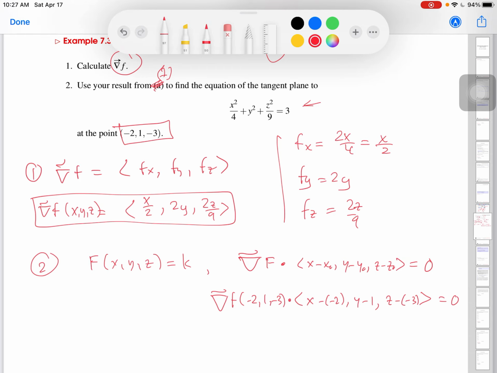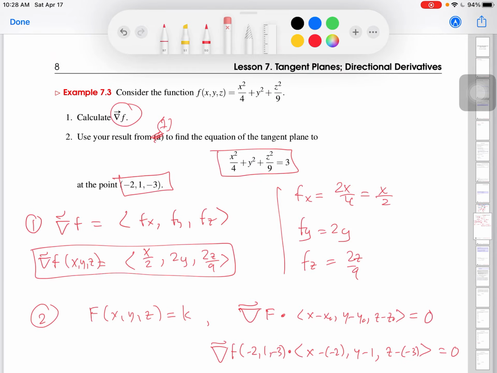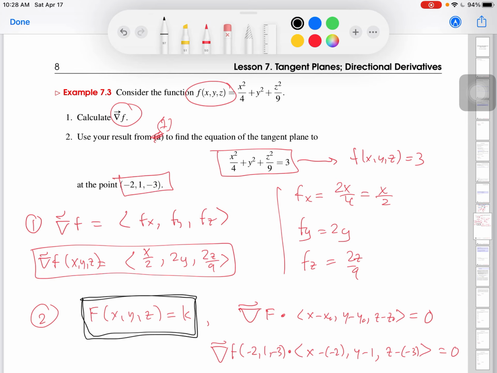So why is capital F the same as little f in this case? Well, this is the level surface that we are calculating the tangent plane to. And the left-hand side of that level surface is f of x, y, z. So I can rewrite this as f of x, y, z equals 3. So you can see that just like what we were doing in the previous lesson, we were thinking of the surface we want to calculate the tangent plane to as being generated by the level curve of capital F. In this example, we have a level surface generated by the function little f.